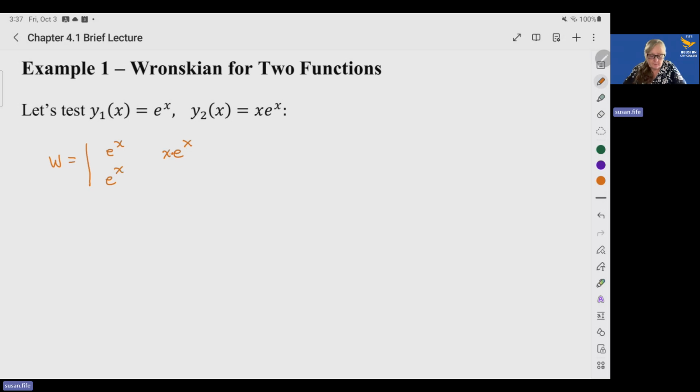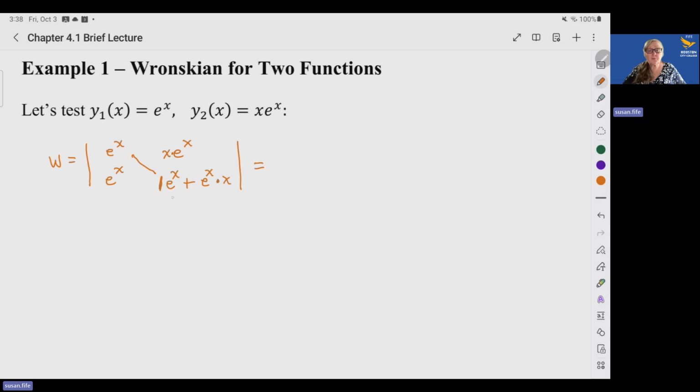The derivative of x is 1, so I get 1 times e to the x, and then plus the derivative of e to the x is e to the x, and that gets multiplied by x. So my derivative of x e to the x is e to the x plus e to the x times x.